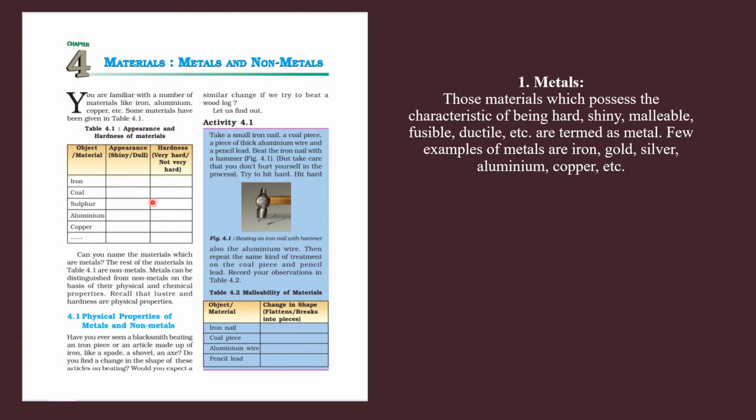We are all familiar with a number of materials like iron, aluminium, copper and so on. Just have a look, a table is given to you and you have to mention their appearance as well as hardness. When we name some materials, we can easily classify them as metals and non-metals. Now the question arises here: how can we distinguish between metals and non-metals?